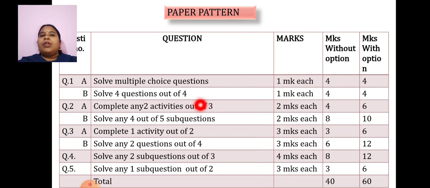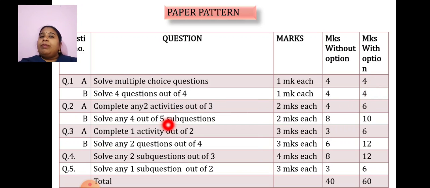Question 2 is solve. Now these are also easy 1 mark questions. 4 questions will be there without option, 1 mark each, so 4 marks. Question number 2A and B are 2 marks each, but 2A is an activity question. Out of 3 activities you have to do 2. It will be 2 marks each, so 4 marks. Without option it will be 6.